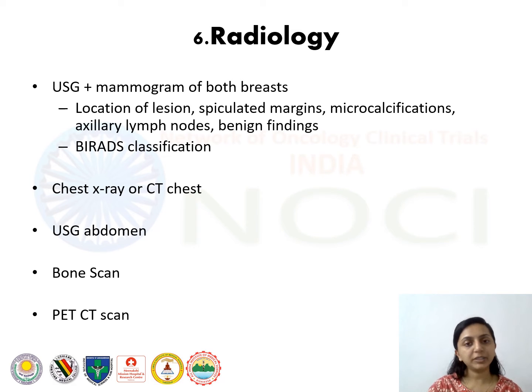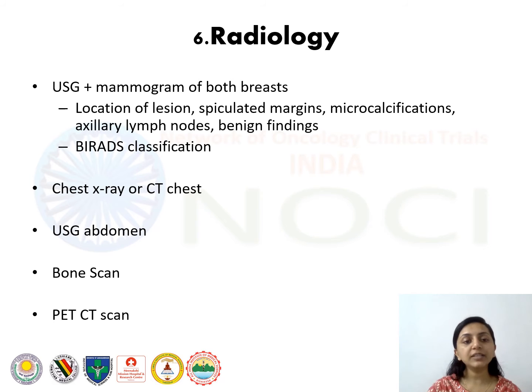Apart from pathological examination, there are radiological investigations which are done to confirm or to find out the diagnosis of carcinoma breast. The first and foremost is the mammogram and ultrasound of both breasts, which looks into the location of the lesion, spiculated margins. These are needle-like margins which are seen around the lesion. Microcalcifications. These are tiny calcifications, seen as white dots in the mammogram film. It also notes if axillary lymph nodes are seen, or if any other benign findings are reported.